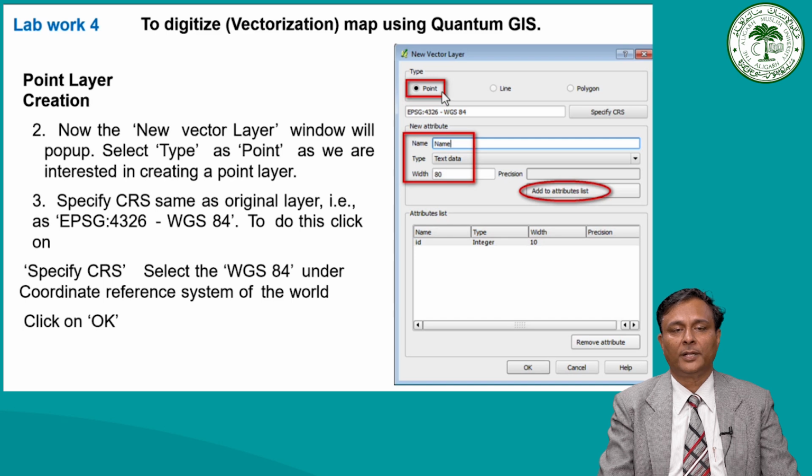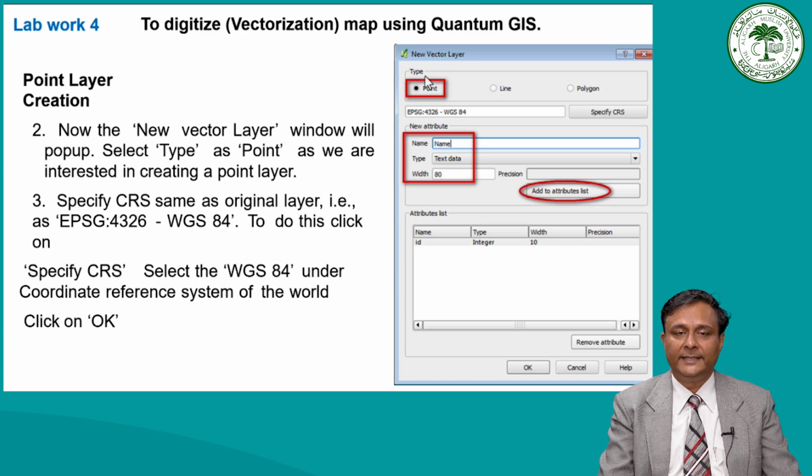Type of map is point. So here either you have to select point, line or polygon. It depends on the entity which we want to represent. If it is an area feature, we would be selecting polygon. If it is a line, say road, then we would be selecting line. And if it is a point entity, say a police station or bank or hospital, etc., then it will be point.